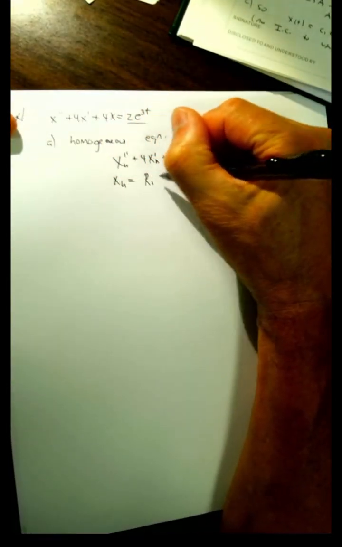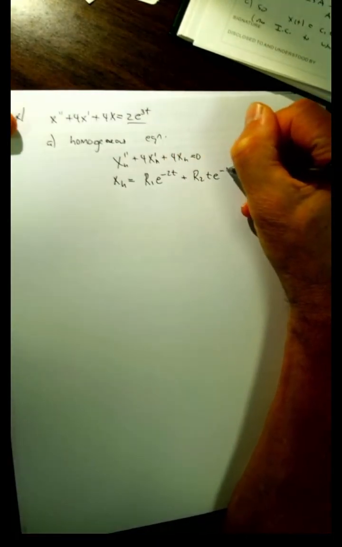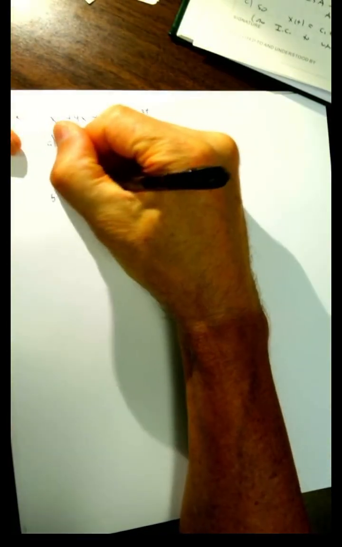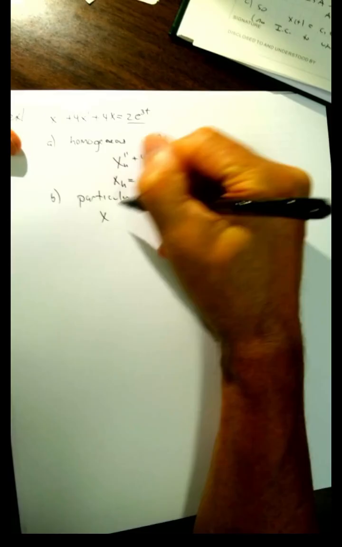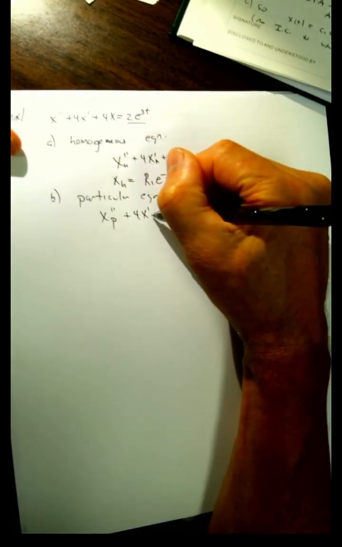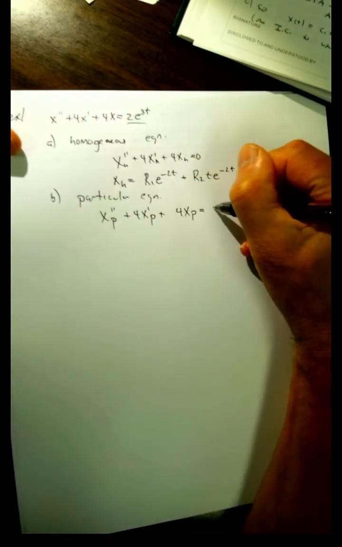So I'm just going to use that result and state that my homogeneous solution looks like r1 e to the minus 2t plus r2 t e to the minus 2t. Now I can focus on the particular equation, which is xp double prime plus 4xp prime plus 4xp is e to the 3t.